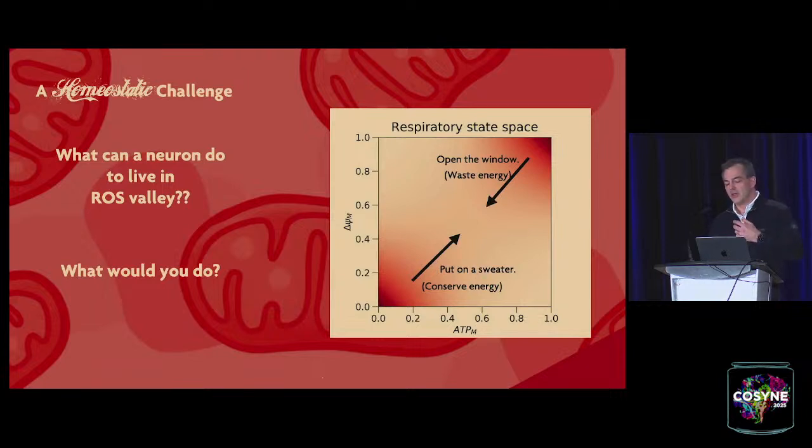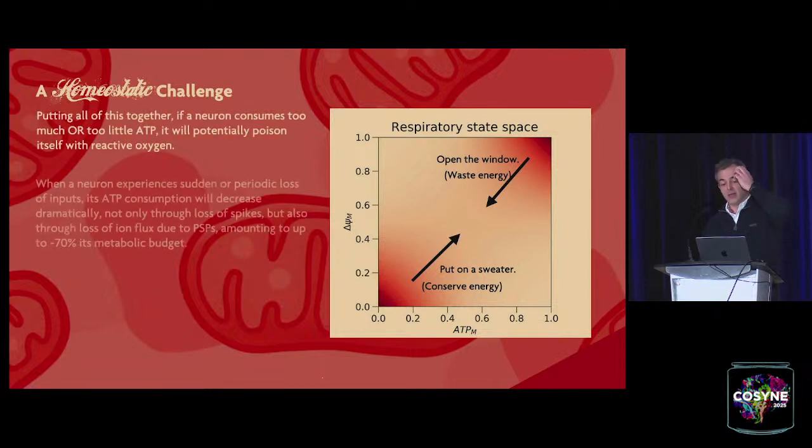So in other words, when there is too much ROS around, you should do one of two things, right? When there's too much ATP around, you should waste that ATP, and when there's too little ATP around, you should try to step on the brake and not use as much ATP anymore. And in fact, the latter part has been shown quite readily by multiple labs, so that you have ATP-sensitive potassium channels that will throttle your neural activity when neurons are running low on ATP. Okay, so putting it all together, if a neuron consumes too much or too little ATP, it will potentially poison itself with reactive oxygen.